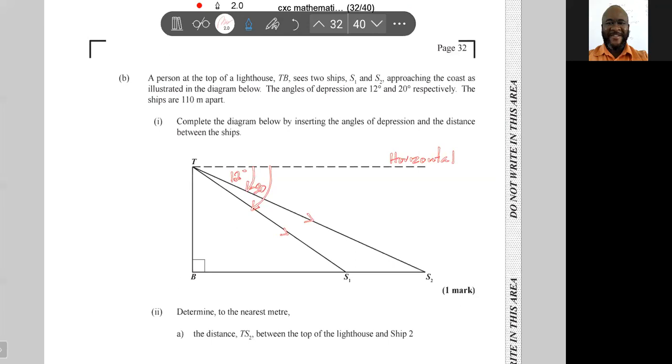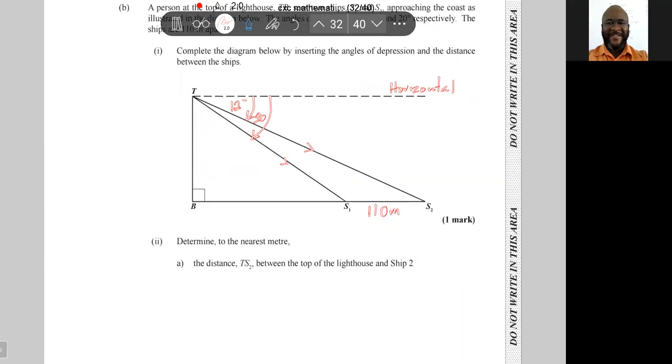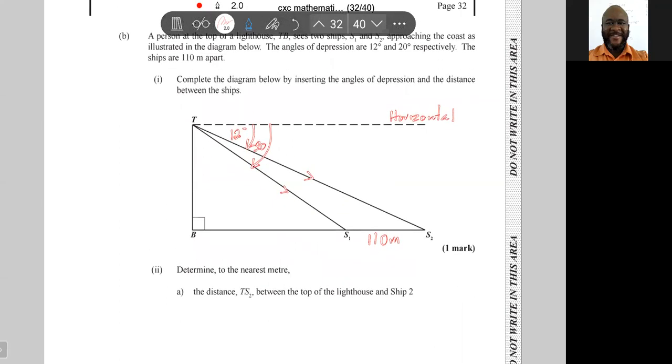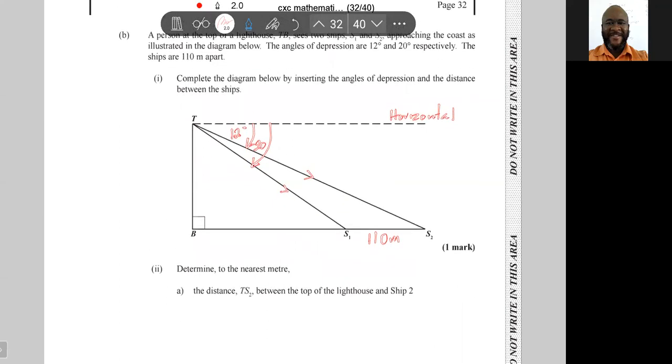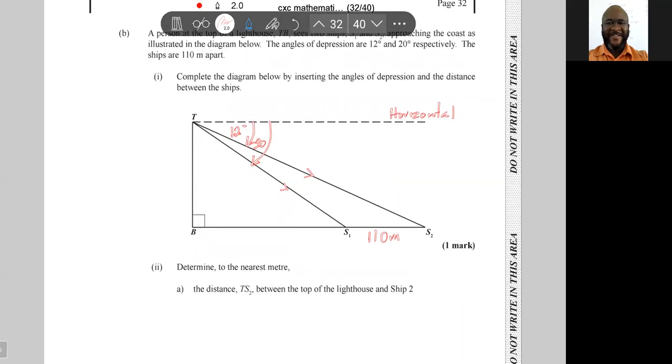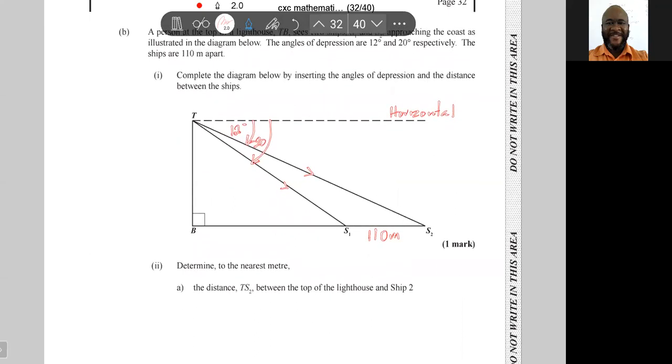What else we're told? It says complete the diagram below by inserting the angles of depression and the distance between the 2 ships, which is 110 meters. So we do that and we get 1 mark. Then we're asked to determine to the nearest meter the distance TS2.